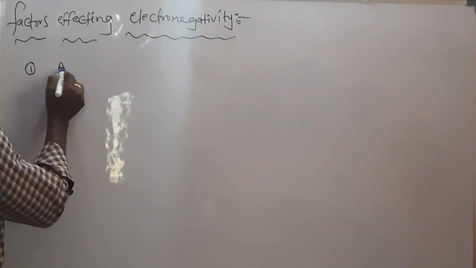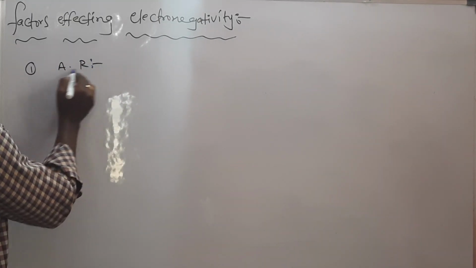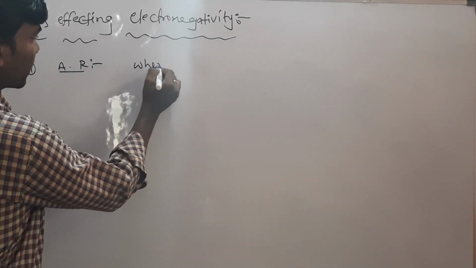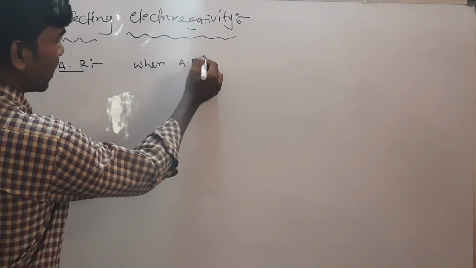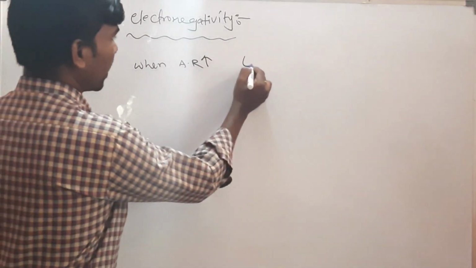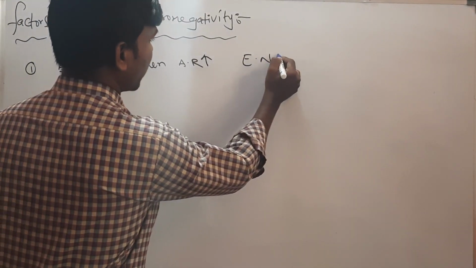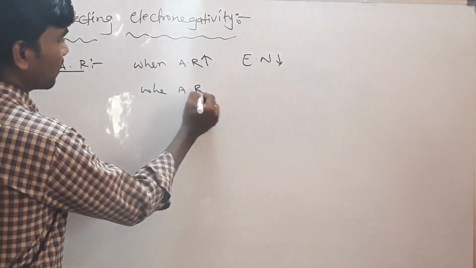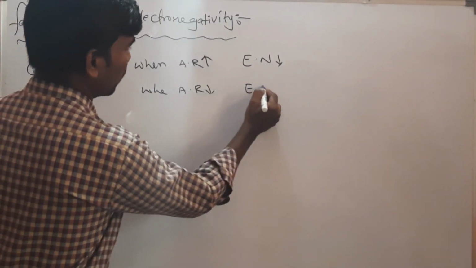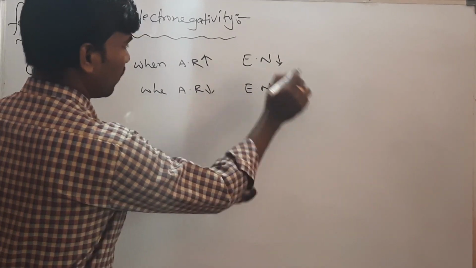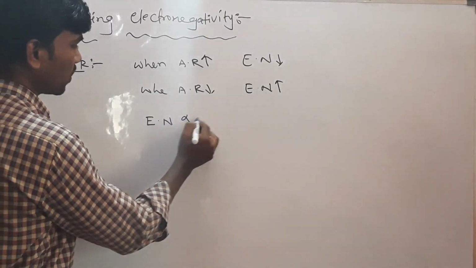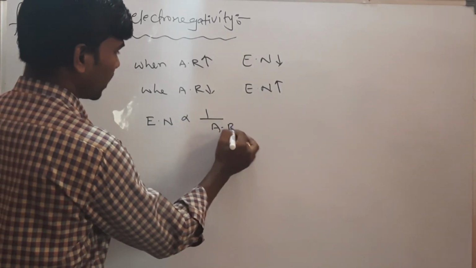So the first one is atomic radius. Just now I told you the trend of atomic radius. When atomic radius increases, obviously electronegativity value will decrease. When atomic radius decreases, electronegativity value will increase. So electronegativity is inversely proportional to atomic radius.